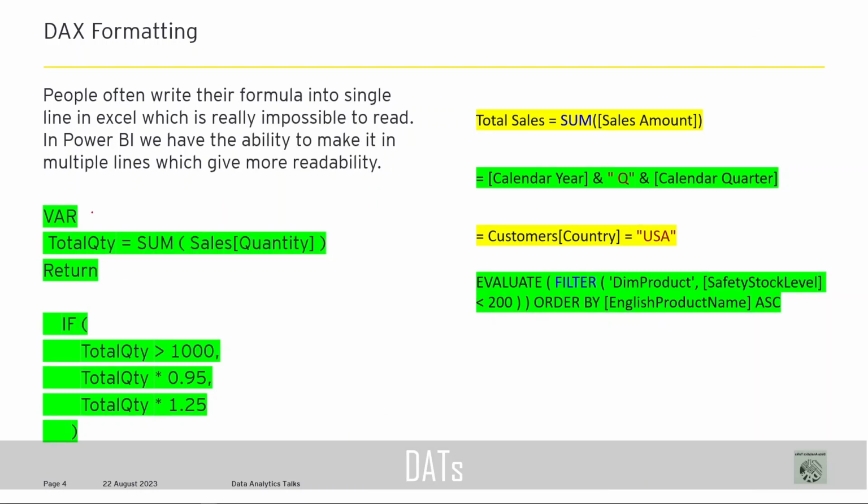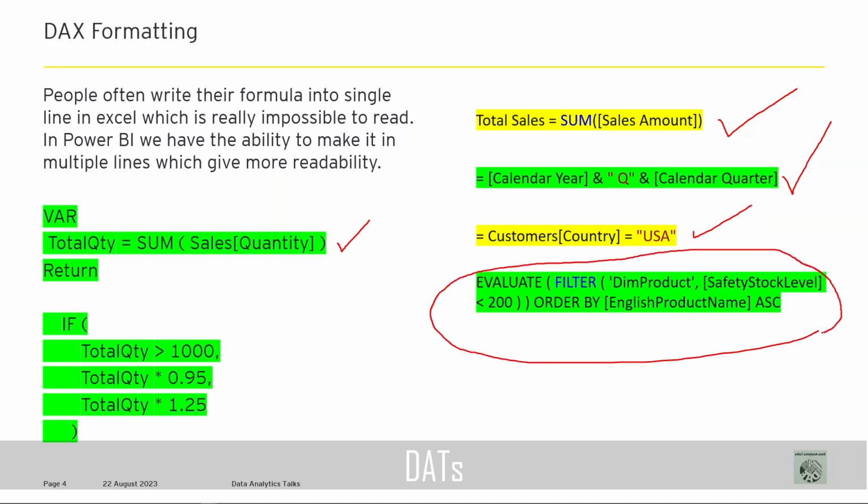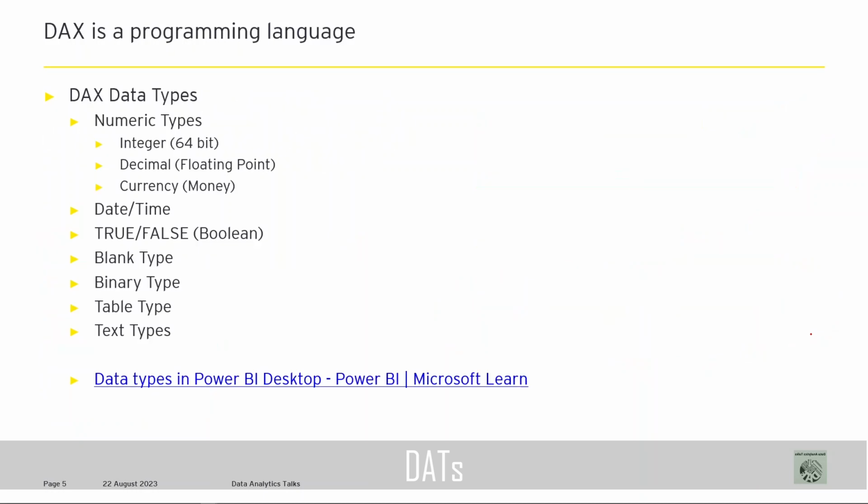Next, let's look into some code snippets written in DAX. What is it doing? This is calculating total quantity. This is calculating total sales. This is concatenating two variables. This is again making a comparison. Then this one is evaluating and applying a filter. So from this, what are you understanding? We can understand that DAX, like any other language, is a programming language. It has data types, it has operators, it has functions.